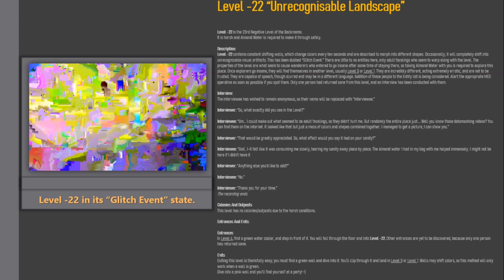The properties of the level are what seem to cause wanderers who enter to go insane after some time of staying there, so taking almond water with you is required to explore this place. Once explorers go insane, they will find themselves in another level, usually level 0 or level 1. They are incredibly different, acting extremely erratic, and are not to be trusted.